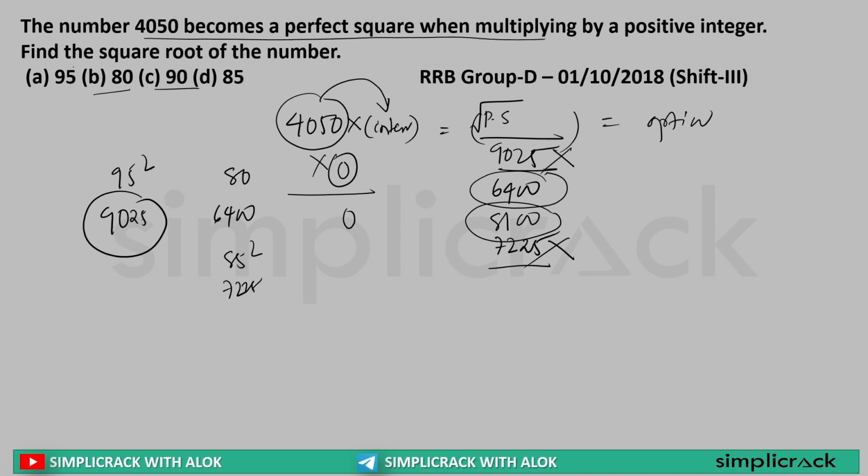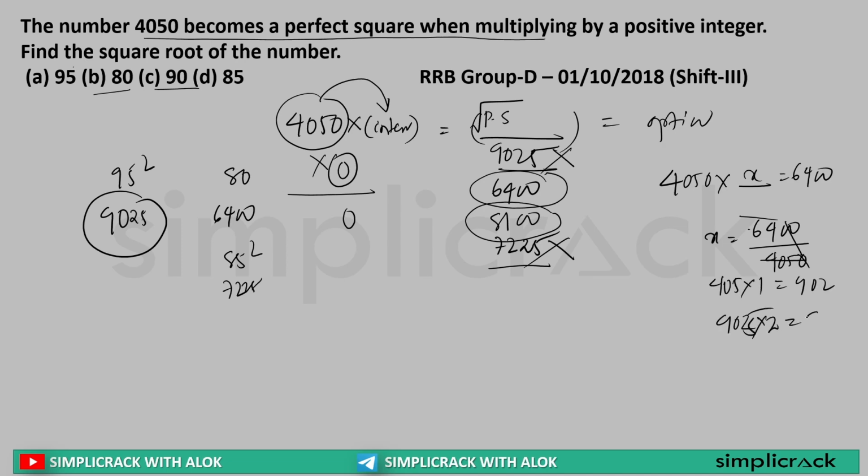Now understand this. If 4050 multiplied by x is equal to 6400, so x will be what? 6400 divided by 4050, 0 crossed out. Now 640 cannot be completely divided by 405 because this will be a fraction. By seeing this, we can see 405 multiplied by 1 is equal to 405. 405 multiplied by 2 is equal to 810.